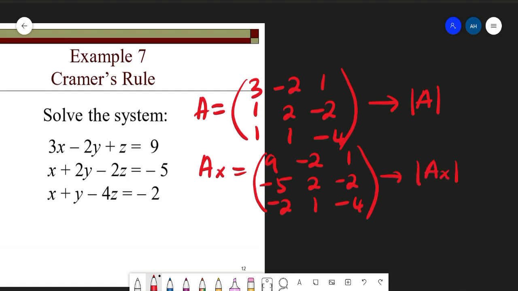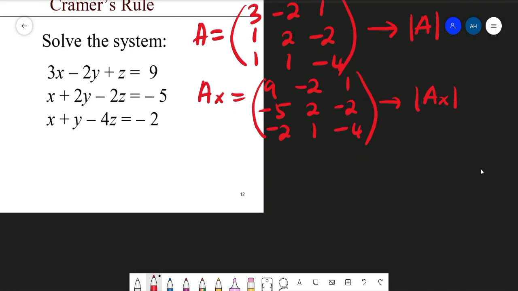Now, can we find the determinant of AX? Of course we can. Refer to example number 2 again. What else do we need? Yes, we need matrix AY. Not the determinant yet, we are going to find the determinant later. For now, just write down the matrix AY.